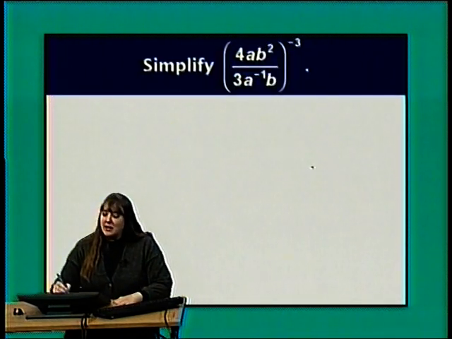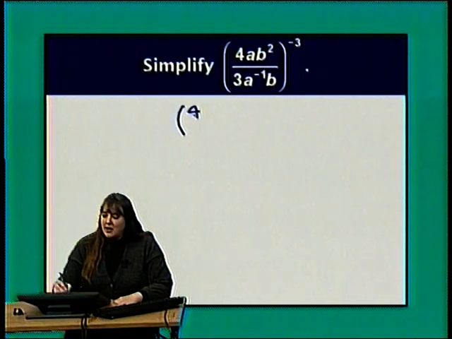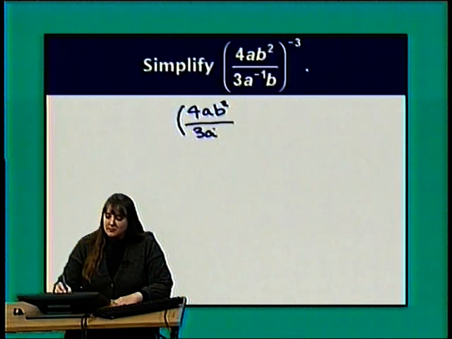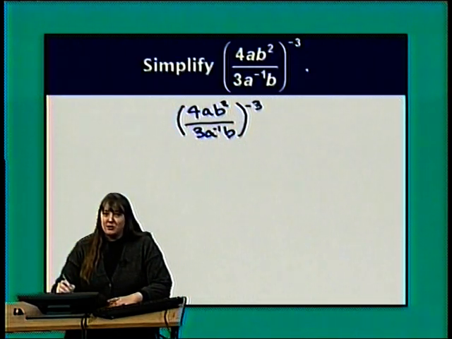Now let's simplify 4ab squared over 3a to the negative 1b, all raised to the negative 3. There are several rules of exponents I'm going to use in this problem. Remember, when that happens, there are different orders we can do the problem. As long as we apply the rules and definitions of exponents correctly, we should come out with the right result. In this case, I'm going to ignore that exponent of negative 3 on the outside of the parentheses for a minute, because I notice that there are a's in both the numerator and denominator of the fraction, and b's in both the numerator and denominator of the fraction. So I'm going to simplify what's inside parentheses first, and then worry about that exponent.